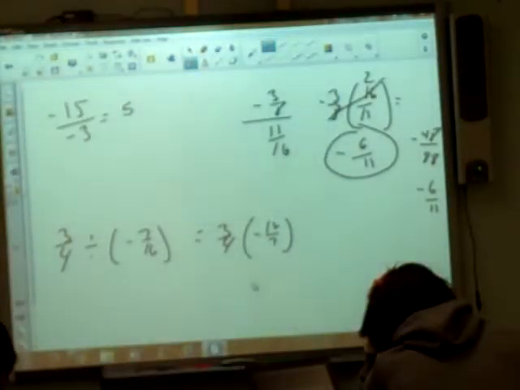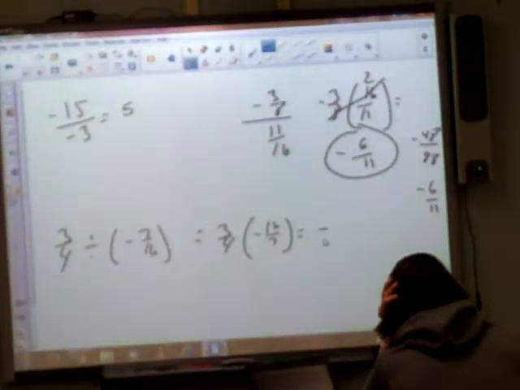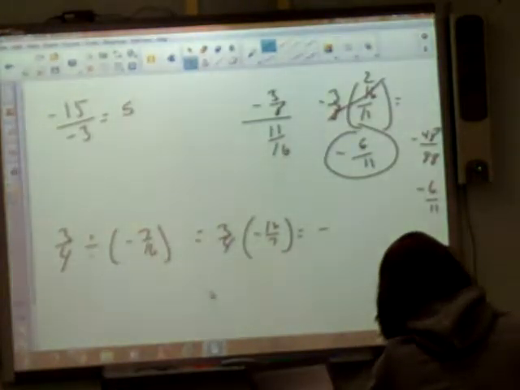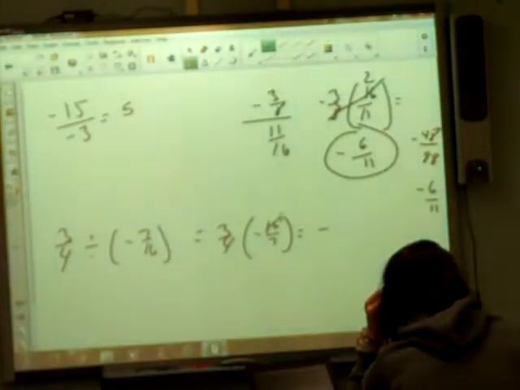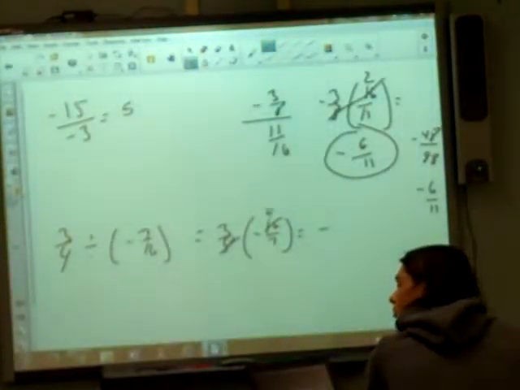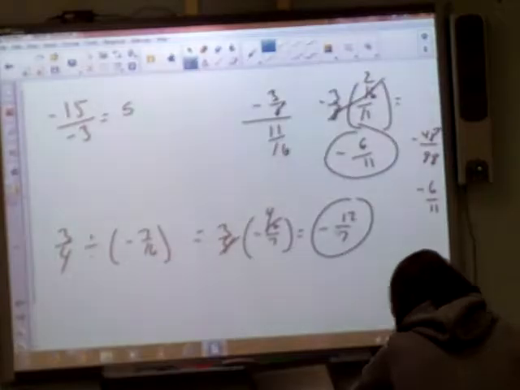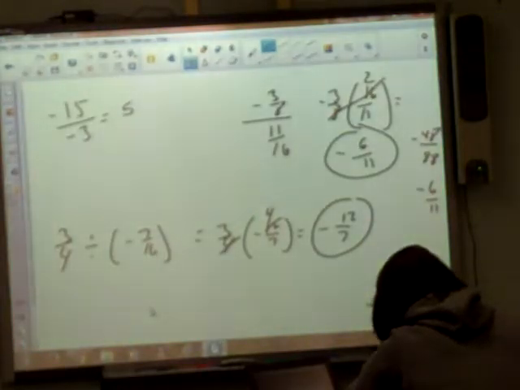Okay, so your answer, will it be positive or negative? Negative. Good. Now, because it's my preference, I'm looking to see if I can reduce beforehand, because the numbers are smaller. That's the only reason I like that. I know I got a 16 and a 4. 16 over 4 is the same as 4. So on the top, 3 times my 4 is 12. On the bottom, all I got left is 7. Pretty good?